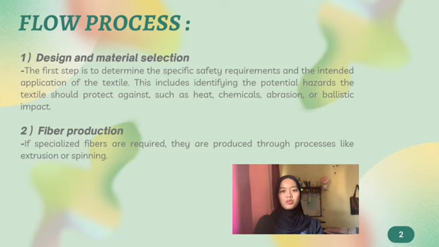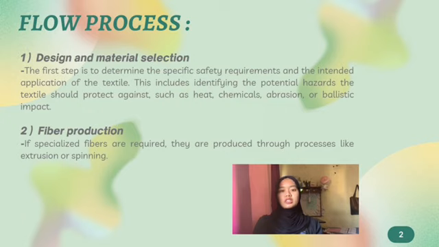Today I want to present the flow process, design and material selection. The first step is to determine the specific safety requirement and the intended application of the textile. This includes identifying the potential hazards the textile should protect against, such as heat, chemical, abrasion or ballistic impact.